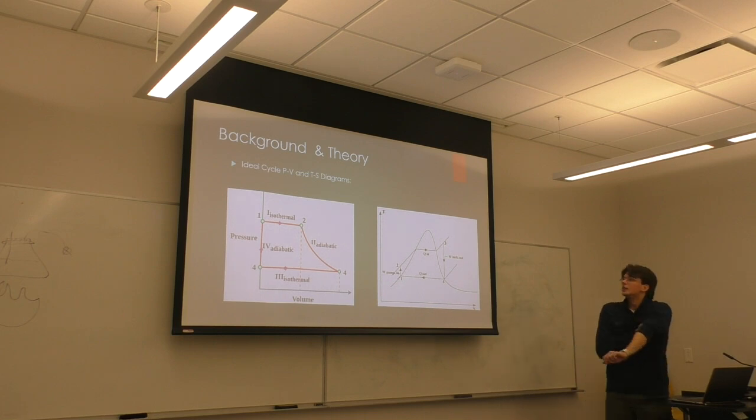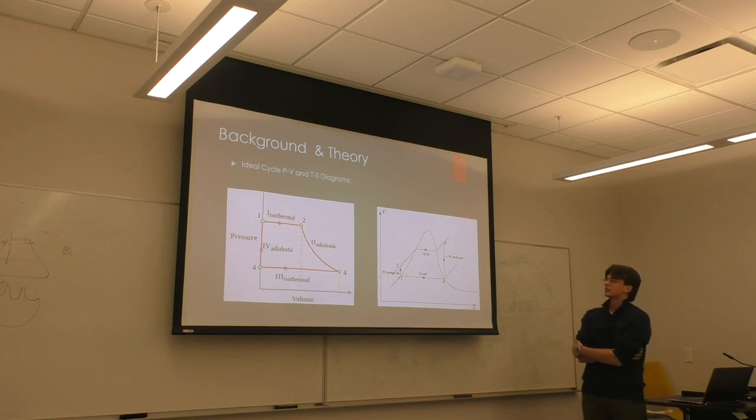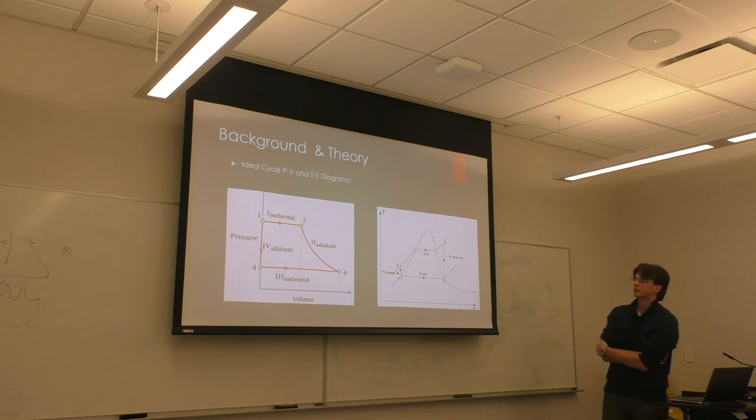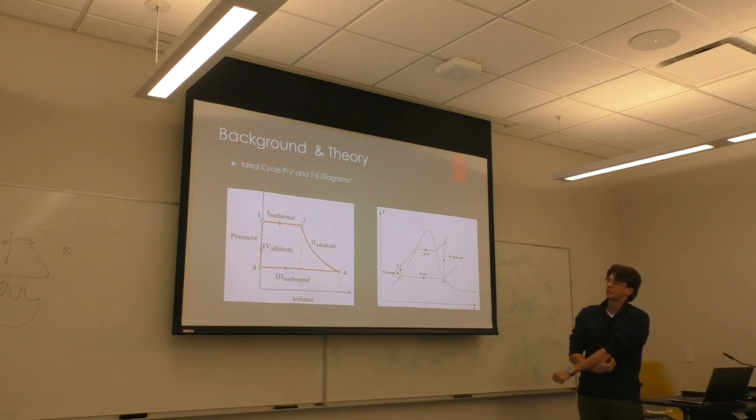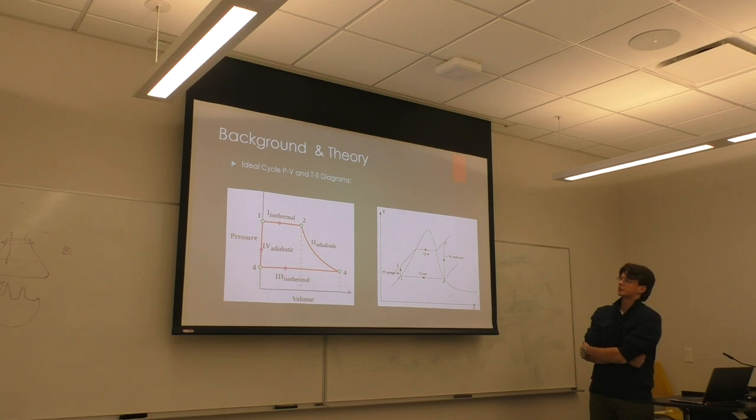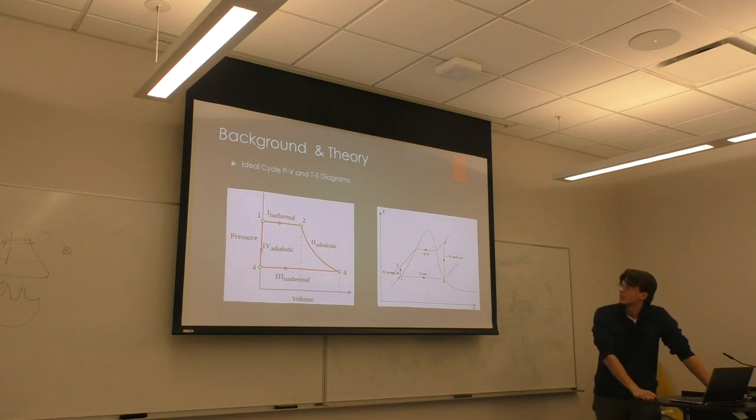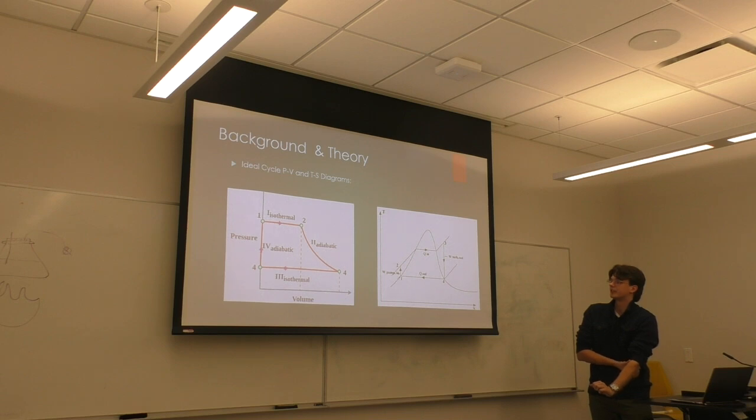So, on the left we have an ideal PV diagram for a Rankine cycle. On the right we have a TS diagram. For the PV diagram, 1 through 2 is the pump, at constant pressure. 2 through 4, they combined the boiler and the turbine section, which is adiabatic, and then the condenser is again constant pressure.